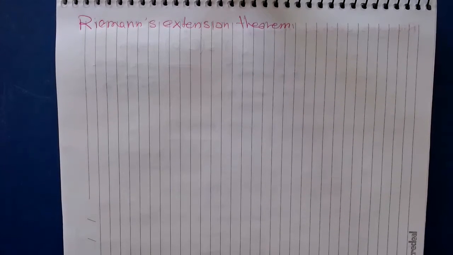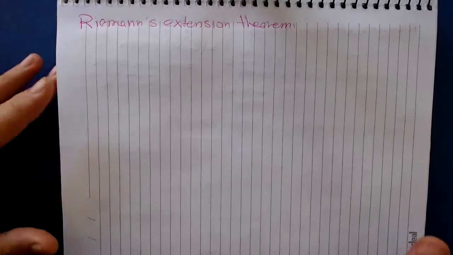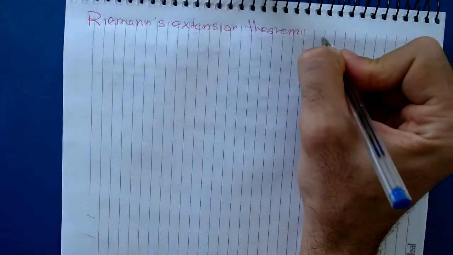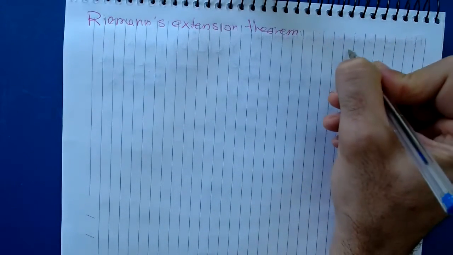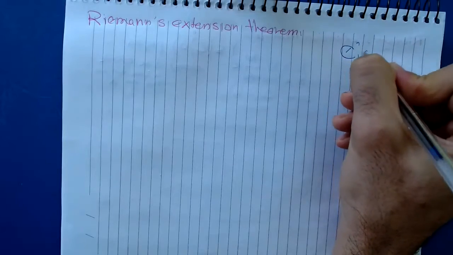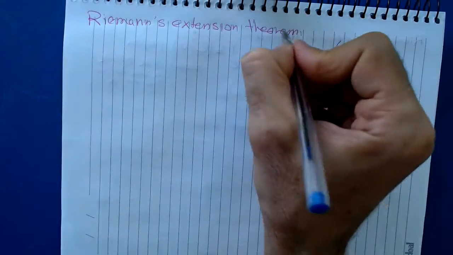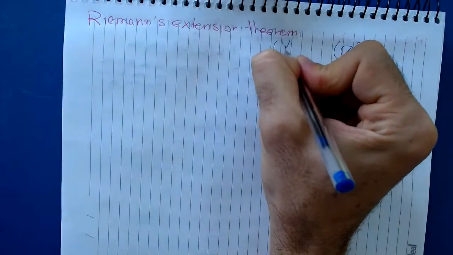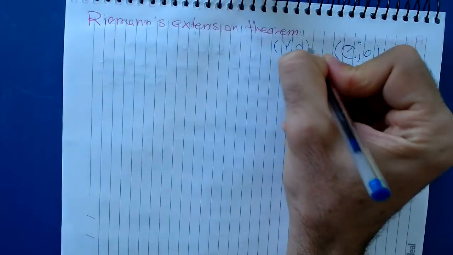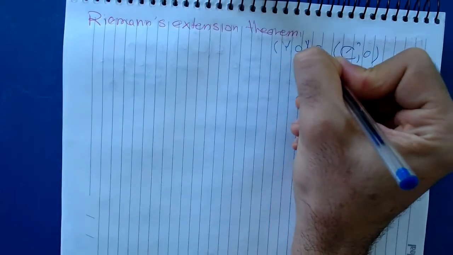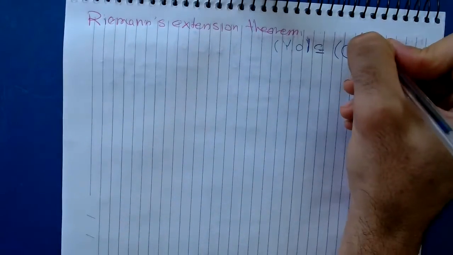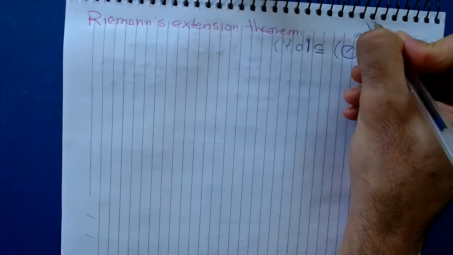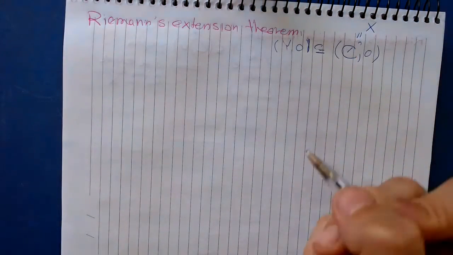So, in this short video, we are going to explain Riemann's extension theorem. I will follow the notation in my book. Let's have Cn, 0 a neighborhood of 0 in Cn, and then we have a variety, a germ of an analytic variety here, and let's use this notation, this being x.